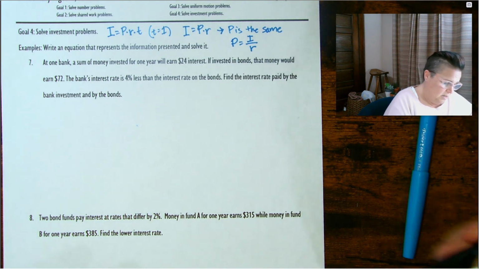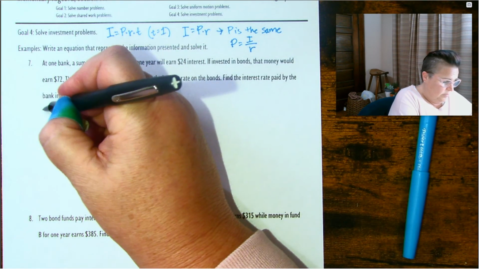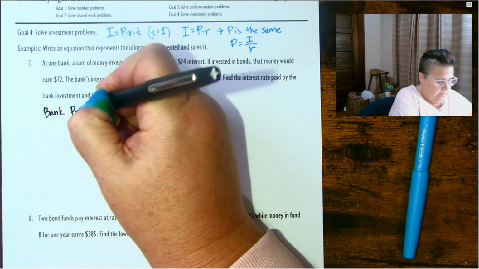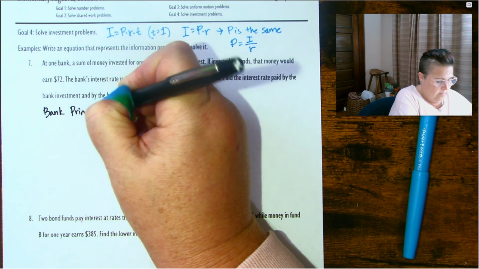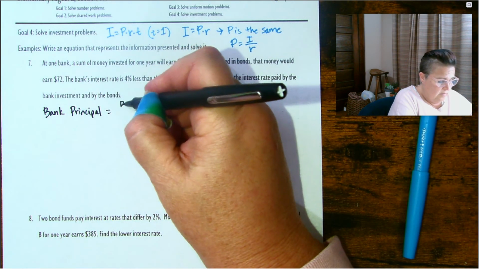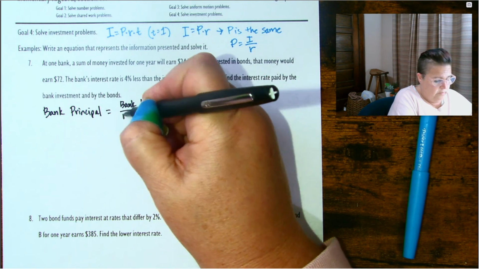So we know that the bank principal has to be the interest from the bank over the bank rate.